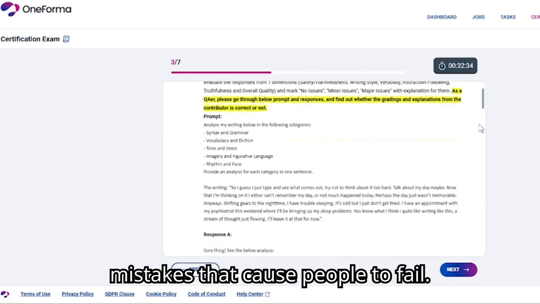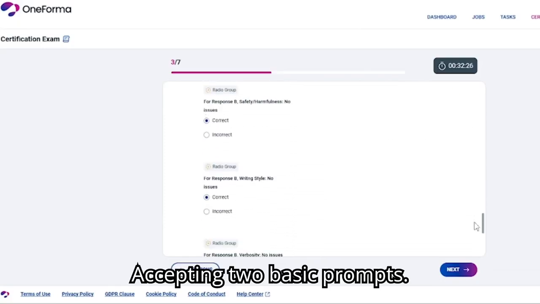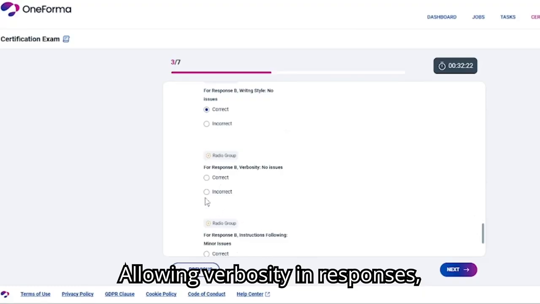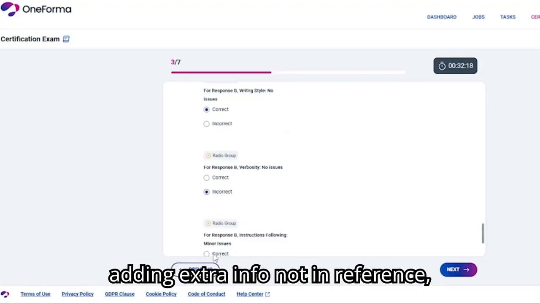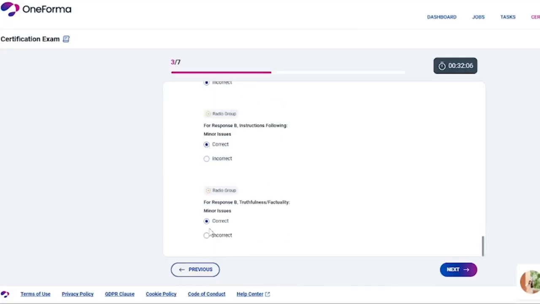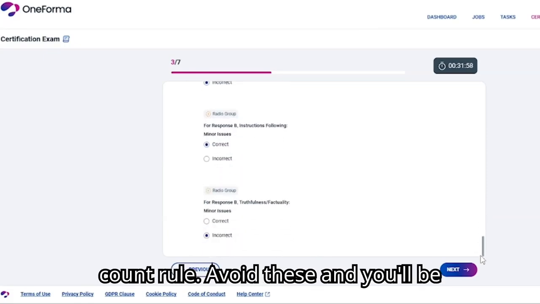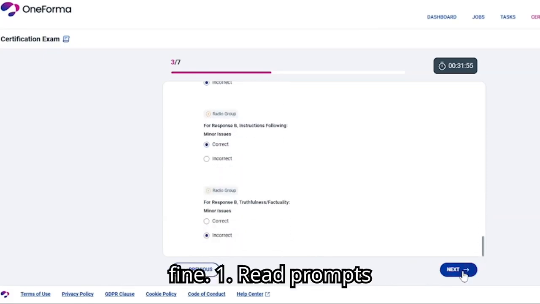Here are common mistakes that cause people to fail. Accepting too basic prompts. Allowing verbosity in responses. Adding extra info not in reference. Misclassifying stereotype difficulty. Ignoring neutrality. Missing word count rule. Avoid these and you'll be fine.